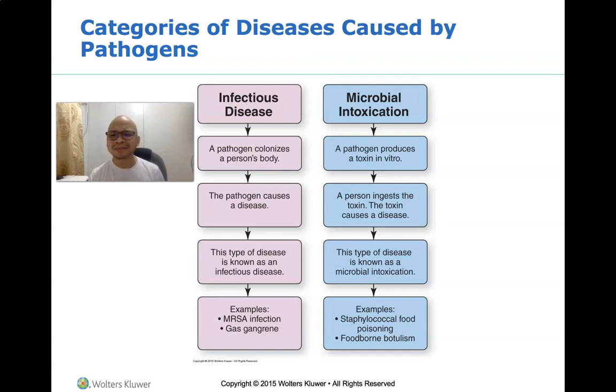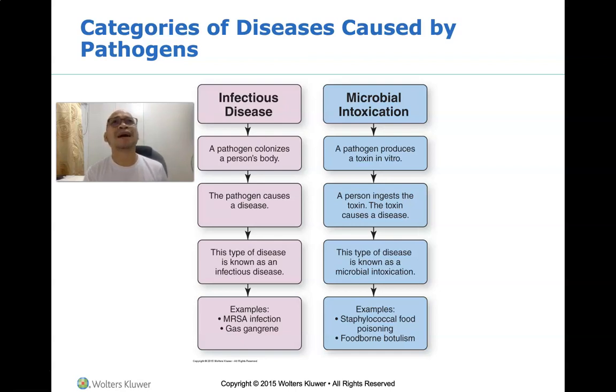Okay? So what does it mean by in vitro? When you say in vitro, it is outside the body. Which means that the pathogens, even before we ingest them, have already produced toxins. For example, a pasta that has been prepared unhygienically may have Staphylococcus aureus.